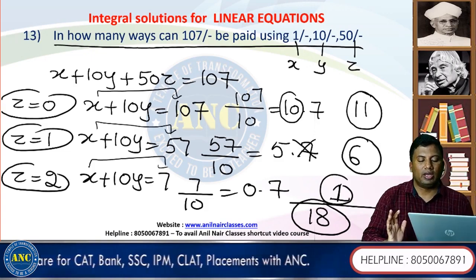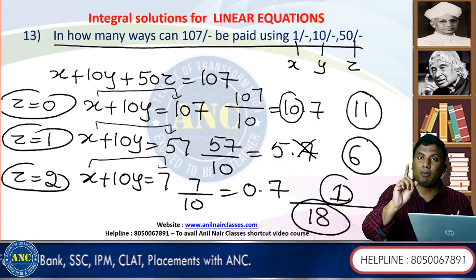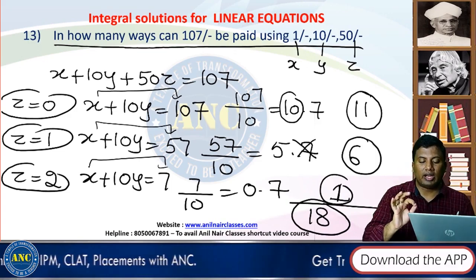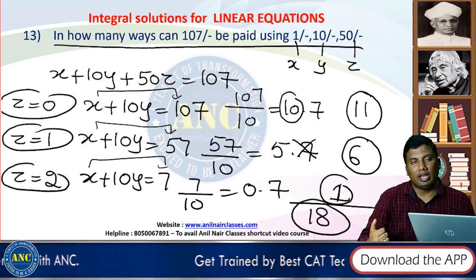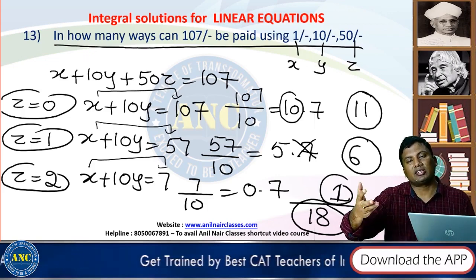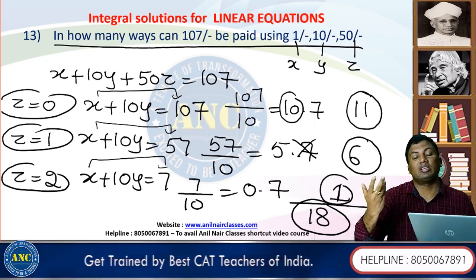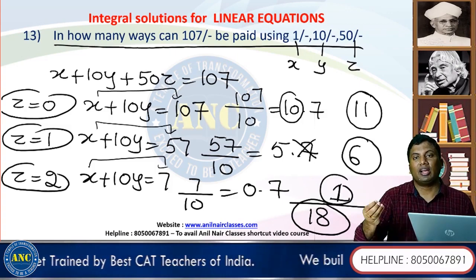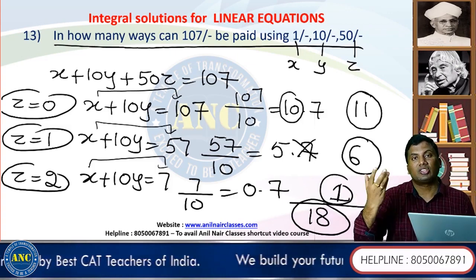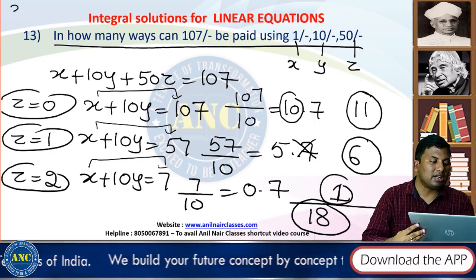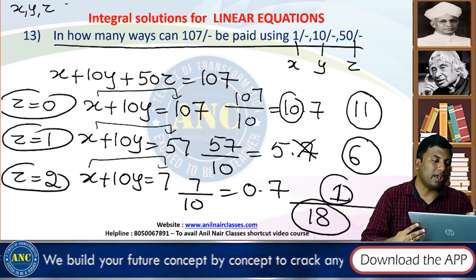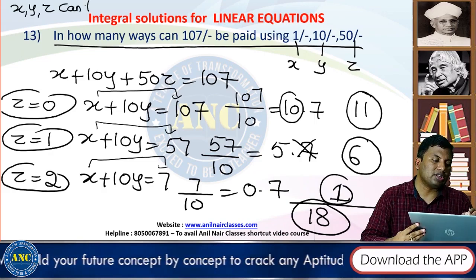It is not specified that a minimum of one coin should be taken out of 1 rupee, 10 rupees. You might not take any coin also. I can give all 107 as 1 rupee coins, so y is 0, z is 0. Or I can take two 50 rupee coins and seven 1 rupee coins. x, y, z can take 0.